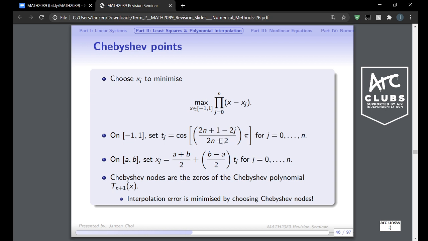And yeah, so I believe the Chebyshev nodes aim to minimize the oscillations near the edges of the interval, but I don't think that's really too relevant. But yeah, it's just this formula really.